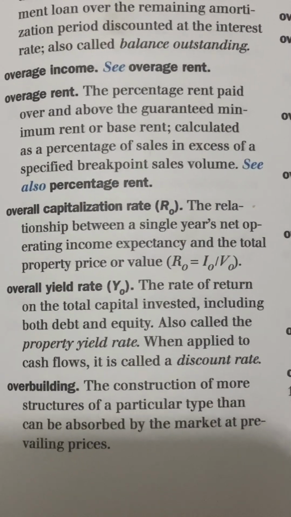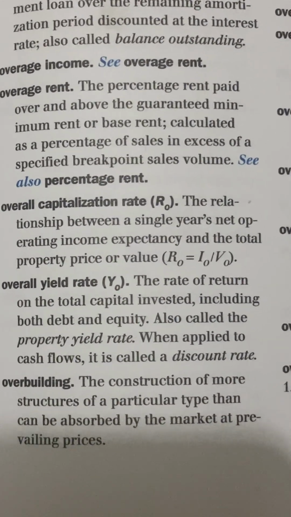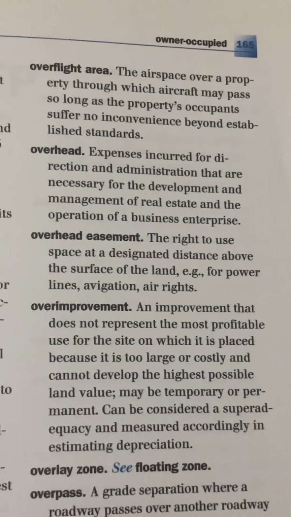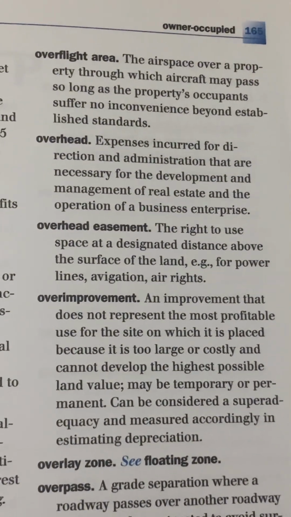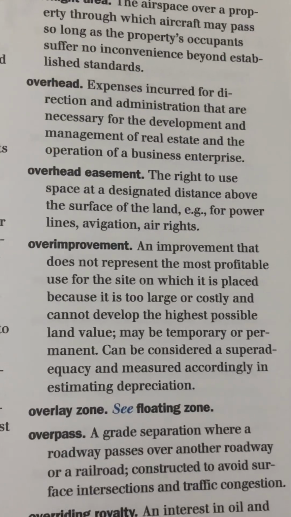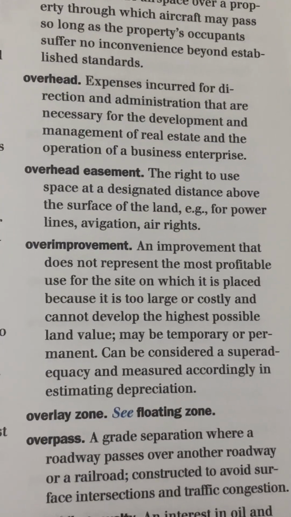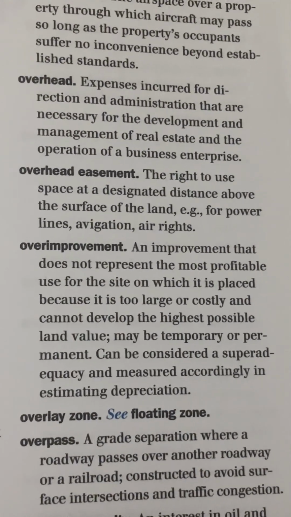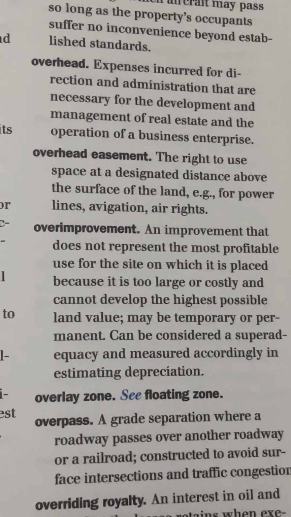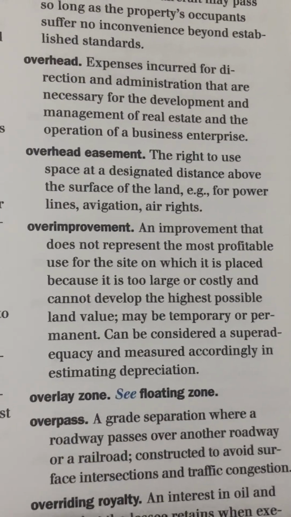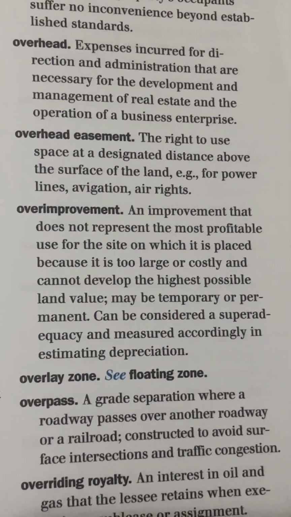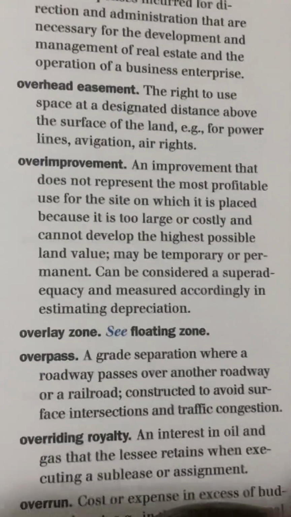Overbuilding. The construction of more structures of a particular type than can be absorbed by the market at prevailing prices. Overflight area. The airspace over a property through which aircraft may pass so long as the property's occupants suffer no inconvenience beyond established standards. Overhead. Expenses incurred for direction and administration that are necessary for the development and management of real estate and the operation of a business enterprise. Overhead easement. The right to use space at a designated distance above the surface of the land. For instance, for power lines, aviation, and air rights.